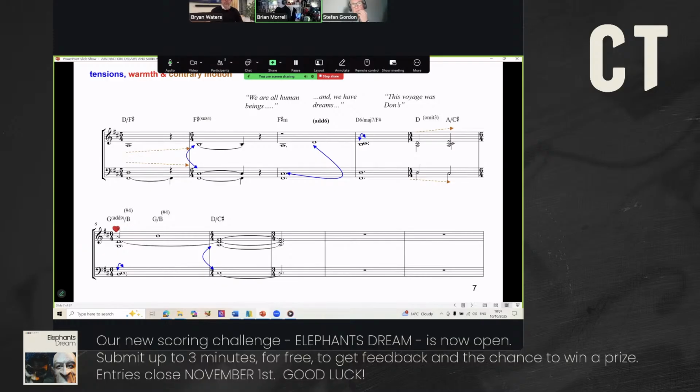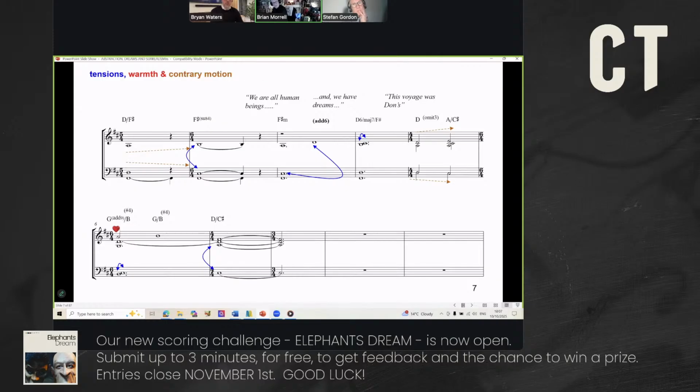If I play the first chord, which is a D over an F sharp, and on that second bar, it goes to that chord, which is an F sharp with a sus4. And that sounds a little bit odd. It's not like a complete chord, it's got a suspension in there.